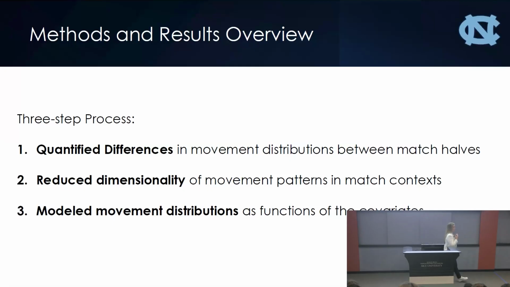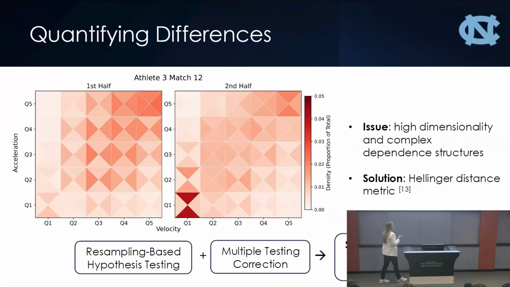Second, can we reduce the dimensionality of these movement patterns and understand what's important in certain match contexts? And then lastly, can we model these distributions, because ultimately it is a probability distribution, right, as a function of our covariates that we have. So quantifying differences, I'm not going to get too into the stats, and if you want those details, I'll show you the paper at the end.